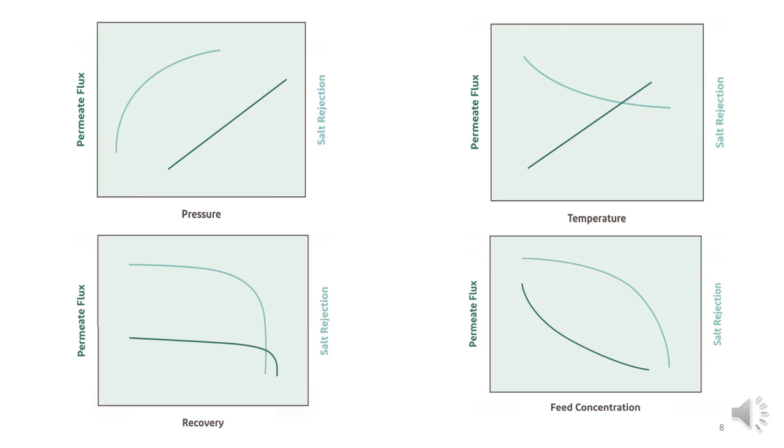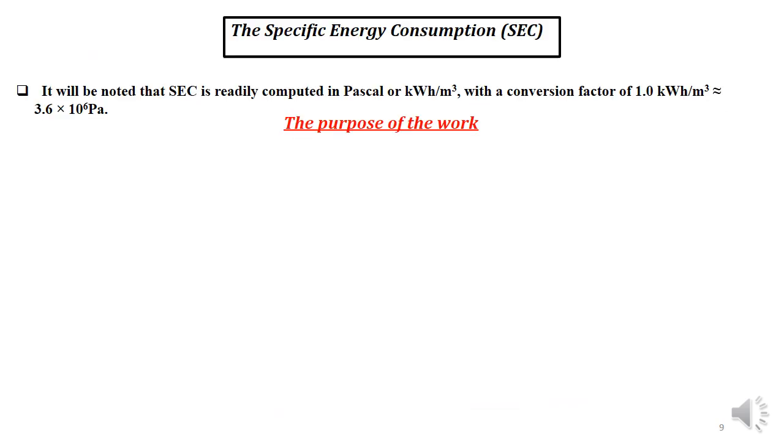And finally, this figure shows the impact of the feed water salt concentration on the permeate flow and the salt rejection. So the goal of this study is to examine the performance of a semi-empirical model for calculating the specific energy consumption in the reverse osmosis process.